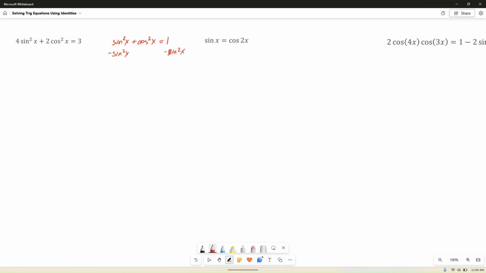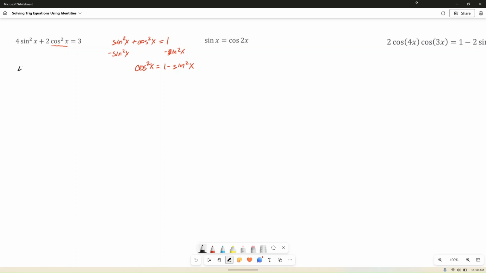Now, that may feel kind of weird because when we talked about identities earlier, we said you're not supposed to add or subtract across the equal sign, but that's really only something you have to worry about if you're proving or verifying an identity, and we're not doing that right now. So we can go ahead and treat this as an equation. We can subtract things from both sides. Doing that will result in cosine squared x equaling 1 minus sine squared x. So I'm going to replace the cosine squared x in my equation with 1 minus sine squared.